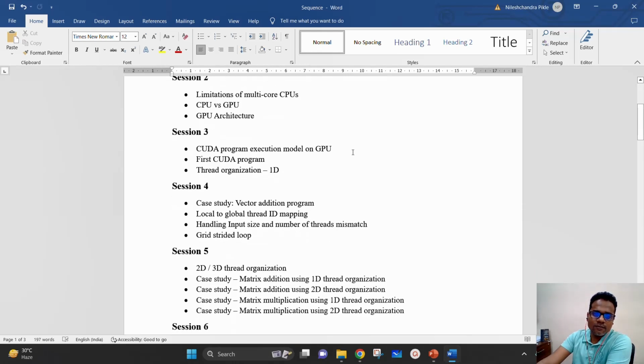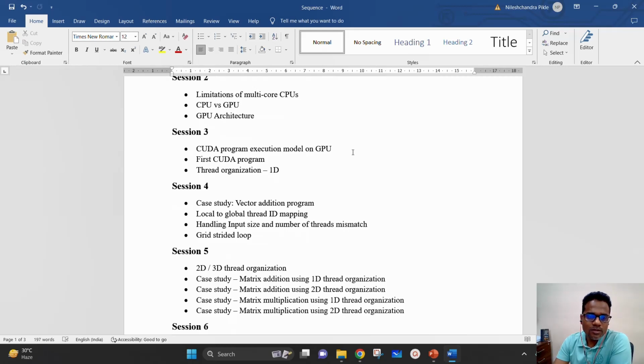Then we'll start with our first CUDA program. Syntactically, we'll try to understand how a CUDA program can be written and how your simple C or C++ code can be converted into a CUDA program. Here, we'll focus only on the syntax, what things you have to add to your existing C program so that it can be converted into a CUDA program. Then we'll understand the complete CUDA program execution model on the GPU, and the steps we have to follow in order to convert a sequential program into a CUDA program that will be executed on the GPU.